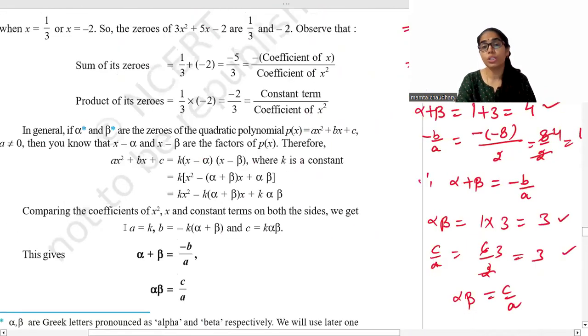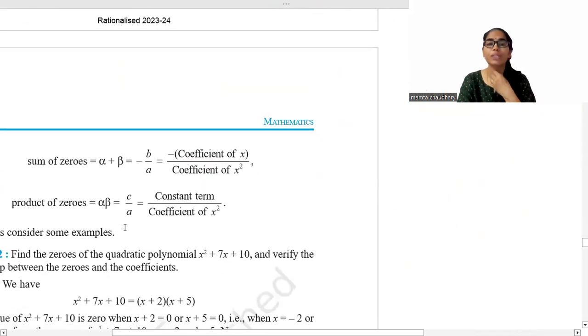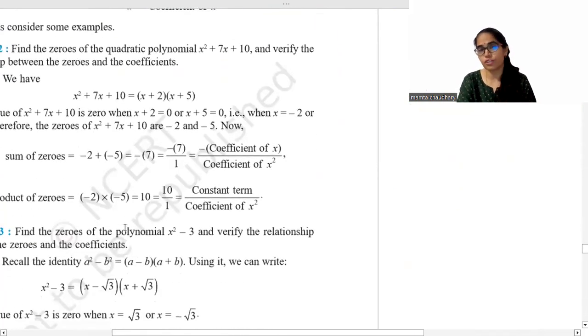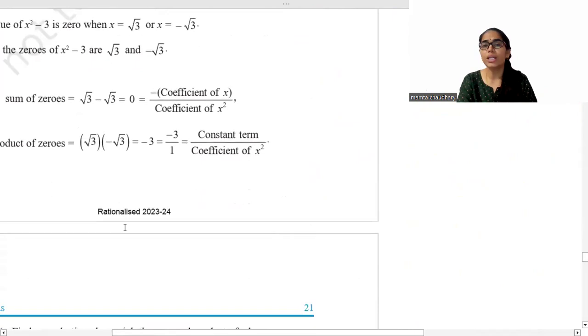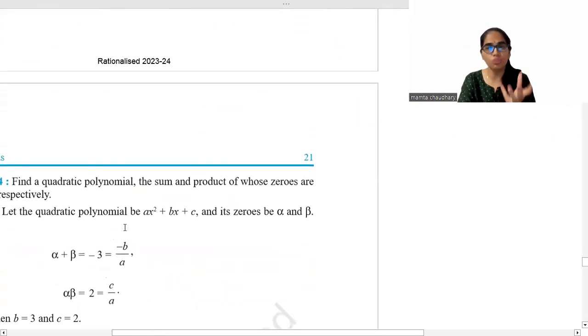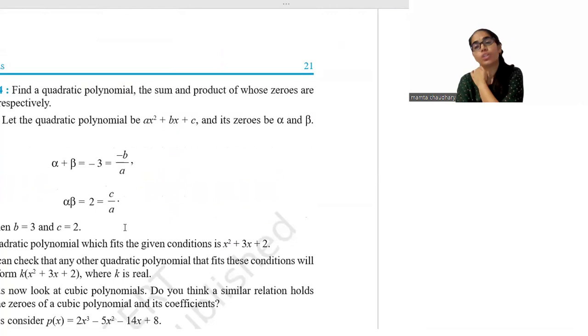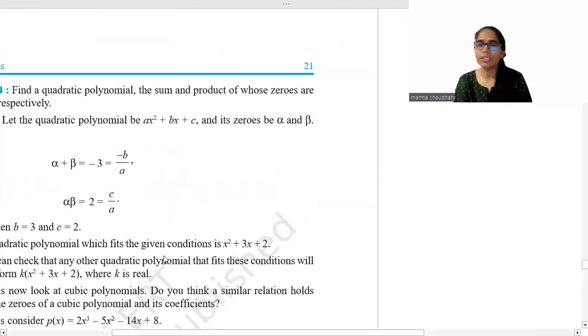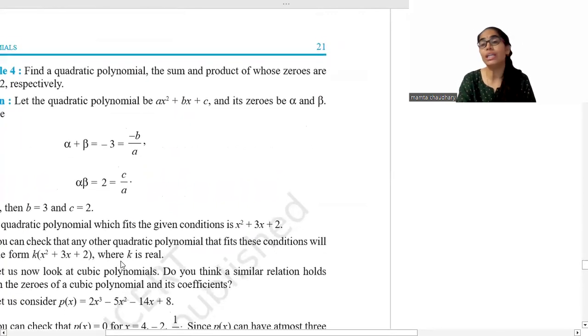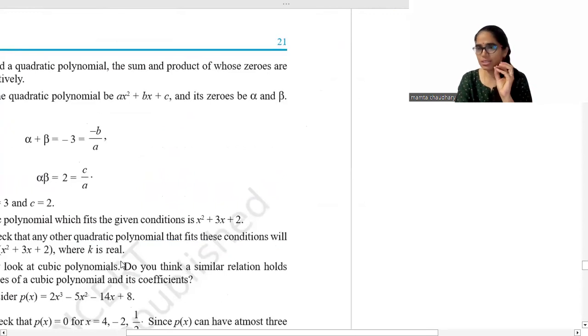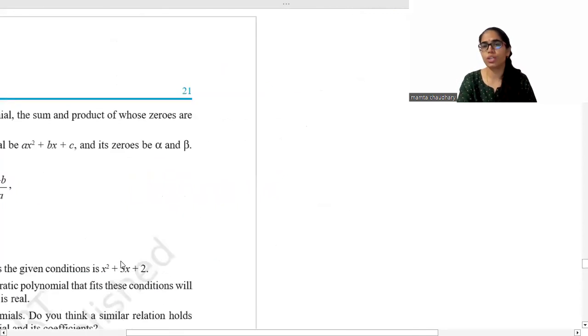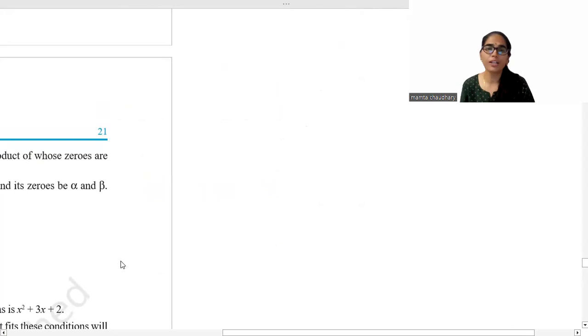Now suppose, if a cubic polynomial is given to you, right? Actually, children, this cubic one, although in 99% cases, it doesn't come. Because actually it is not there in syllabus, but only one example is there for cubic polynomial. So we need to just learn what the relation is. So here I'm writing for that.